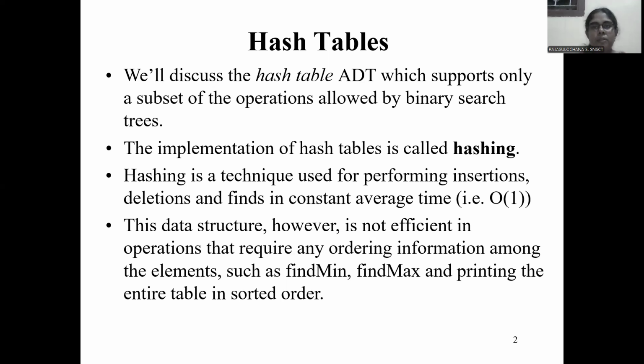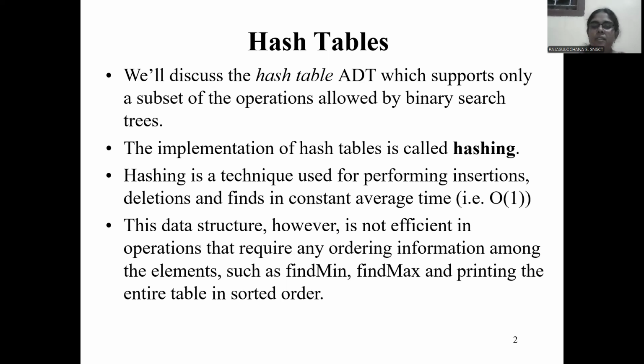This is accomplished with the help of a hash table. A hash table supports a subset of operations allowed by the binary search tree. The implementation of this hash table is called hashing. Since indexing is made easier, insertion and deletion operations are very quick, and they can be done with an average constant time of order 1.